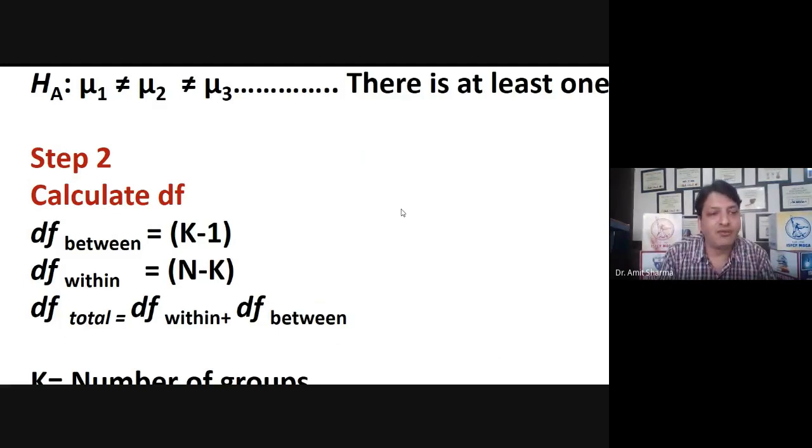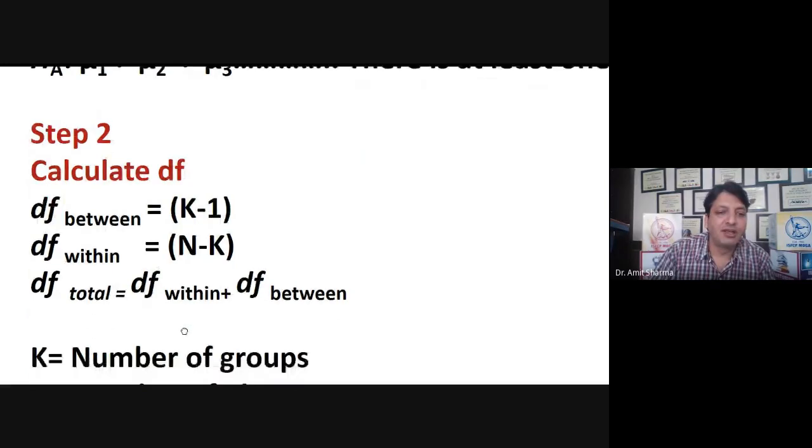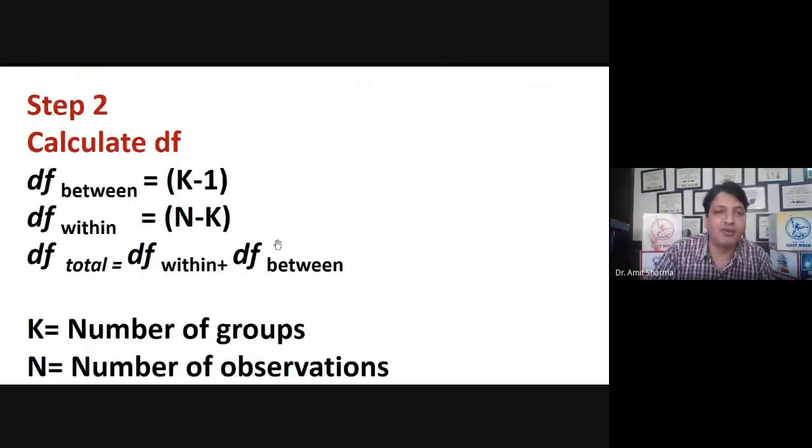So degree of freedom between is k minus 1. That is the formula. And degree of freedom within is n minus k. And degree of freedom total is degree of freedom within plus degree of freedom between, which we have got here. Whatever numbers you get, if you sum these two, you are going to get the total. So total represents the combination of between and within together.